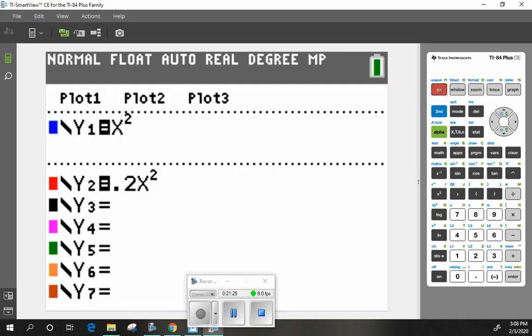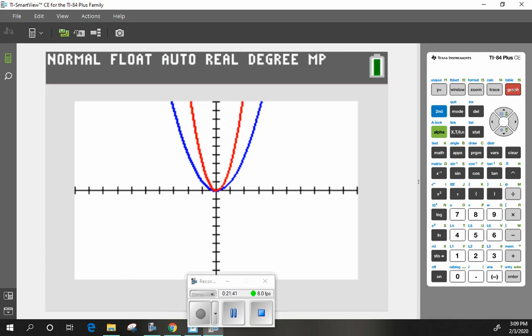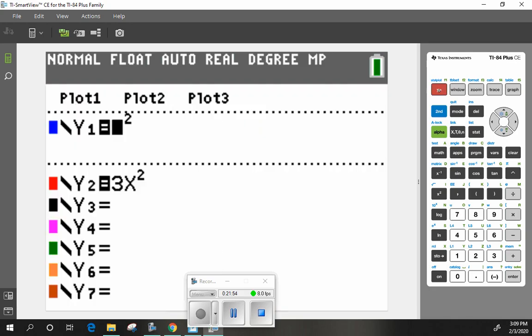Now, let's compare that. Let's see what happens if we have a number greater than 1 here. Remember, x squared basically has a 1 in front of it, so we're not going to play with 1, because we already know what happens there. It's just the parent. What if we put a 3 in front of this? That's greater than 1. It's bigger than the parent. The parent is still the blue one here, but you can see right away that the parabola got narrower. It got narrower because we have a number greater than 1 as a leading coefficient.